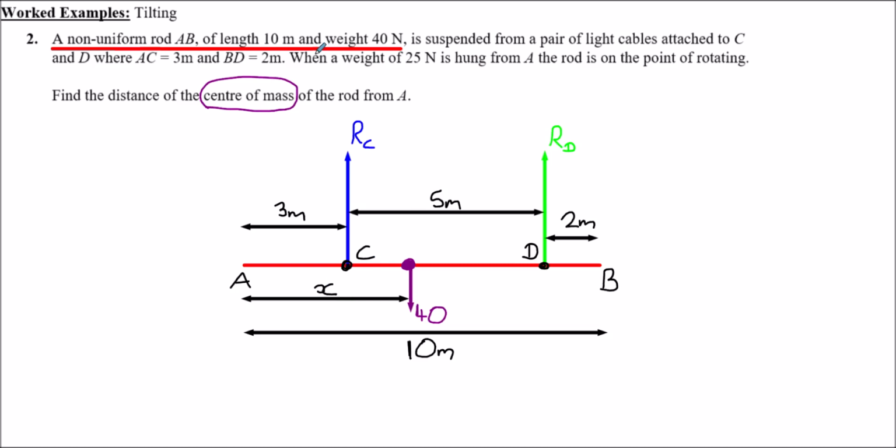So it says here, afterwards as well, when a weight of 25 newtons is hung from A, the rod is on the point of rotating. So let's add this information on as well. So there's a 25 Newton force now attached to A. It's on the point of rotating. So if adding an extra force down here makes it about to rotate, that's implying that it's about to rotate in this direction. This 25 Newton force is on the verge of pushing it down at this end, which will therefore make the rod push up at the other end. So it's going to tilt in an anti-clockwise direction. It's going to tilt that way.